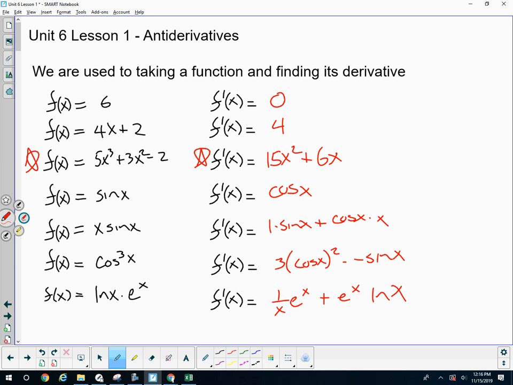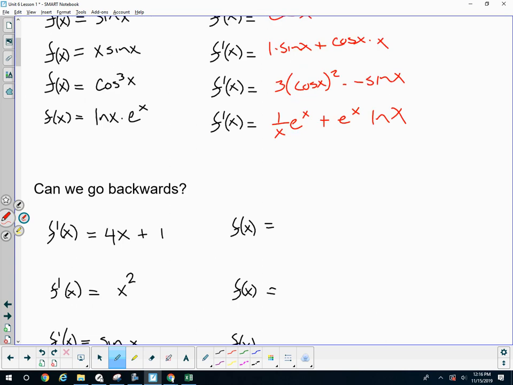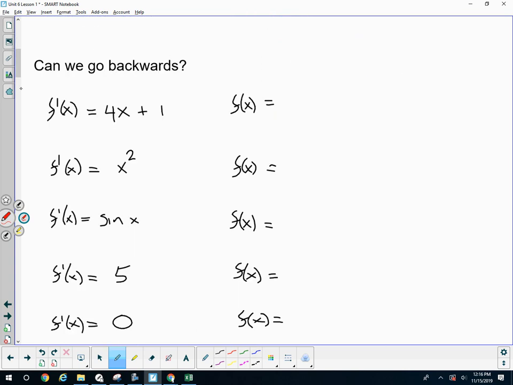Okay, we're going to use that kind of instinct now because I'd like you to go backwards. I would like you to take this f prime and tell me what is f. If f prime is 4x plus 1, could you write down f whose derivative is 4x plus 1? See if you can do that.